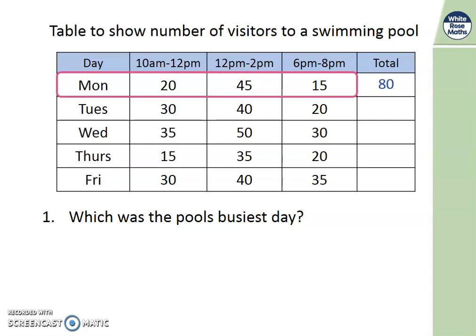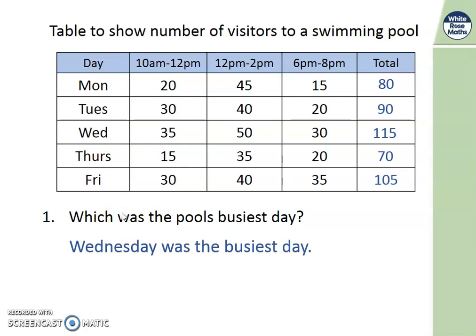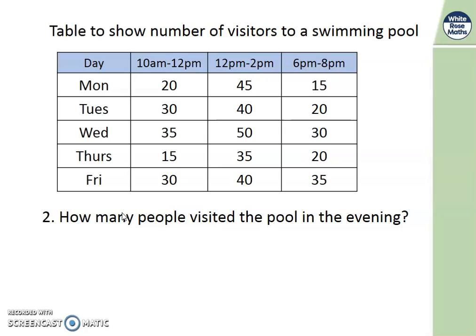Let's see how you did. On Tuesday, it was 90. Wednesday, 115. Thursday, 70. And Friday, 105. So how will I know the pool's busiest day? It's got the highest total. So the day is Wednesday, is the busiest day. Let's look at question 2 together.